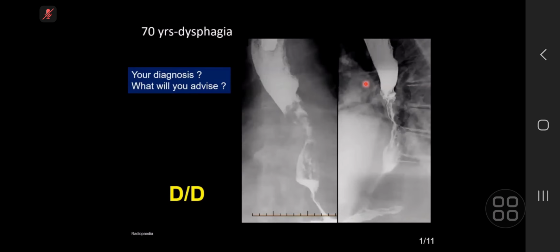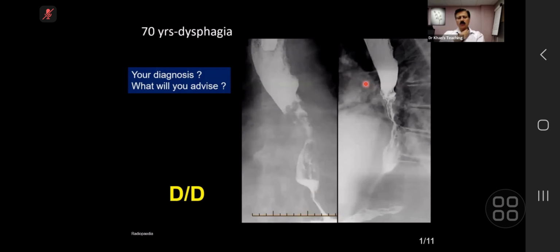These are spot films from a contrast swallow in a 70-year-old patient with dysphagia. What I can see is a long segment of narrowing of the esophagus with mucosal irregularity. There is shouldering, which makes it very worrisome for an aggressive lesion, a malignancy. Well done. I'm stopping you because of time factor.